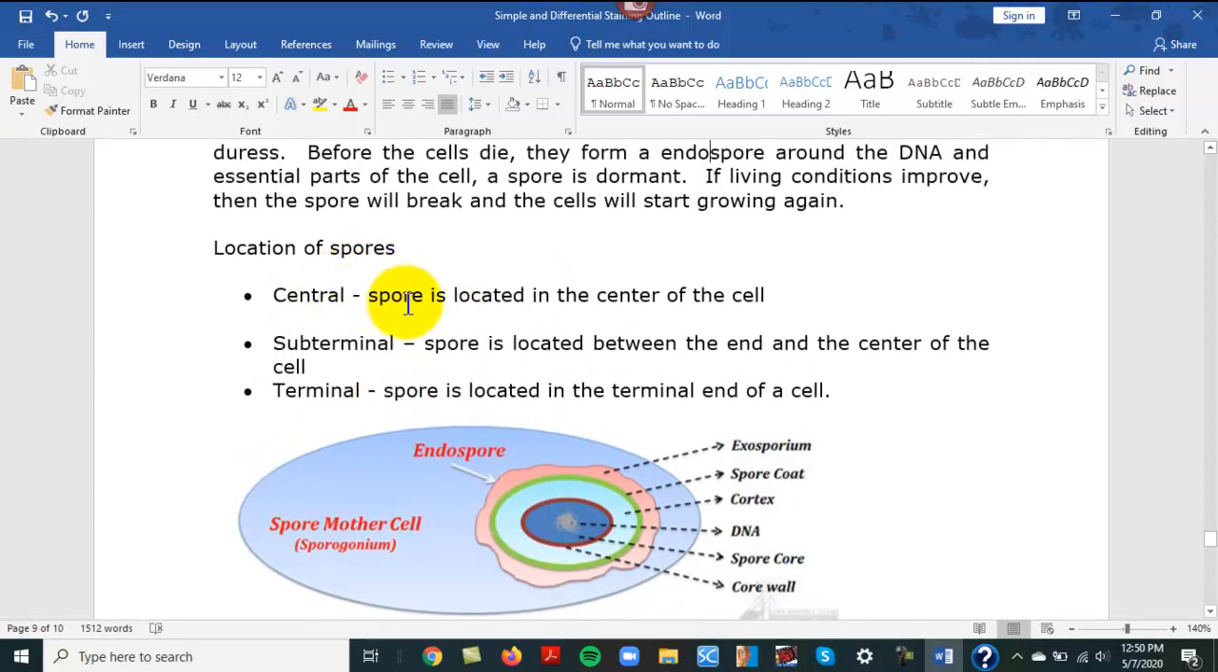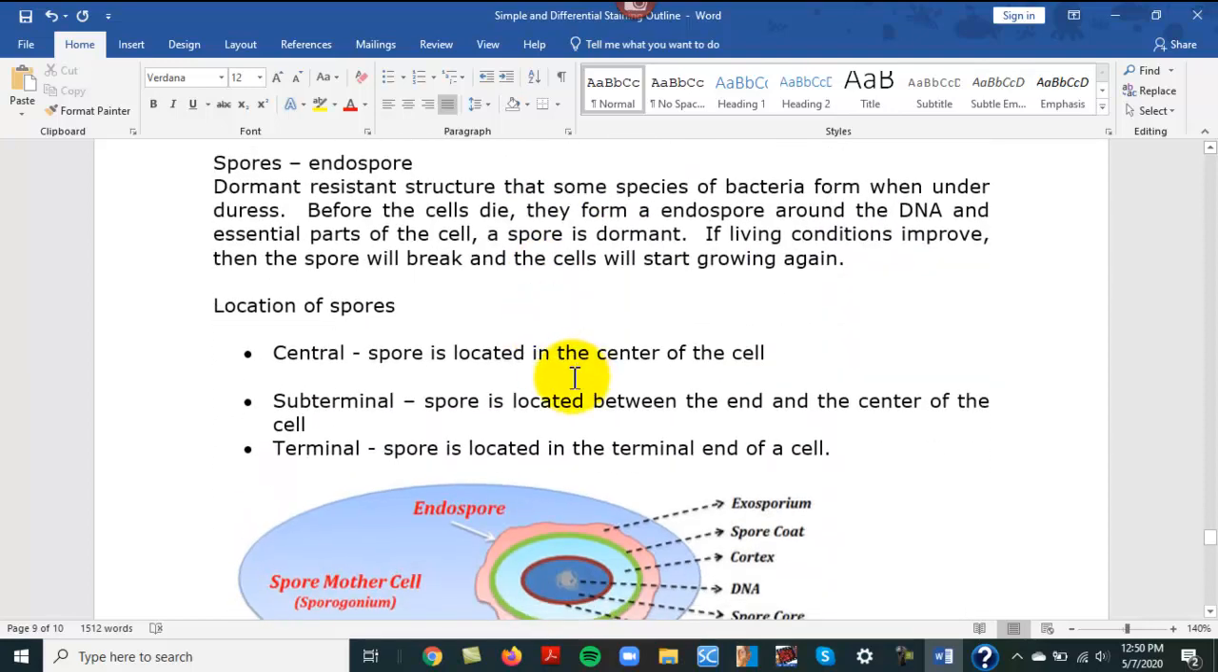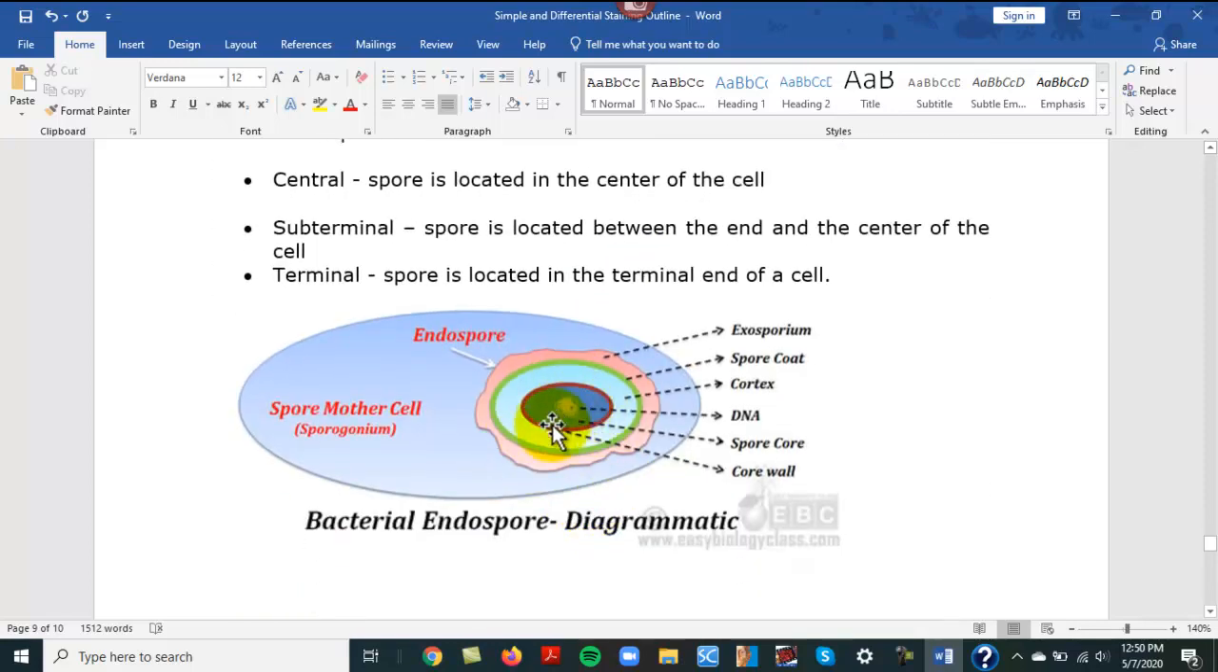Okay, so know these locations. Central spores in the center. Subterminal is not quite in the end and not quite in the center, and then a terminal spore is at the end. But there is a staining method that involves heat. It involves something called malachite green and then safranin. We're not going to worry about that, but the heat is required to get the stain inside of a spore. They're very resistant. They're hard to kill. You don't really kill spore formers with liquids or anything. You kind of wipe them off. Autoclaving kills them. But anyway, that's an endospore.